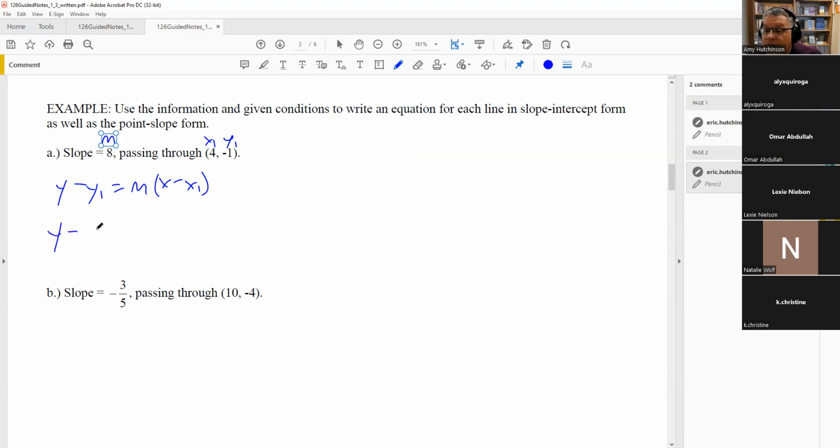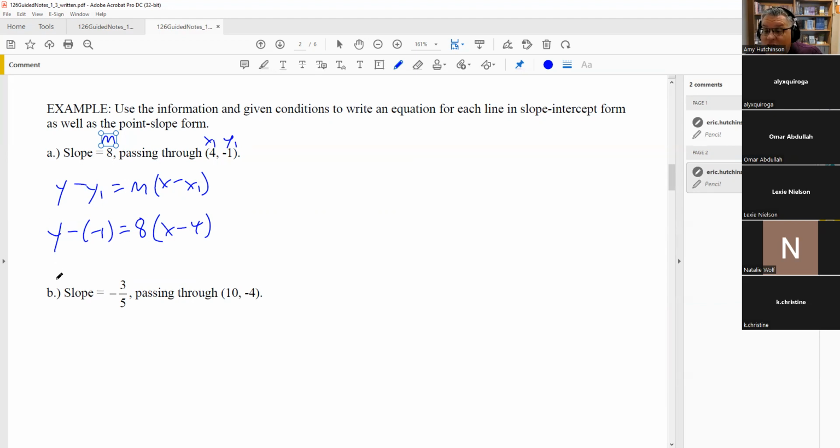The y1 is -1, so I'll go ahead and put that there. The m is 8. And then the x1 is going to be a 4, just like that. So notice I put everything in except for the y and the x. You want to leave the y and x alone because that's going to be part of your formula later.